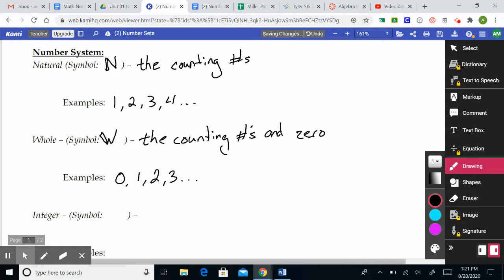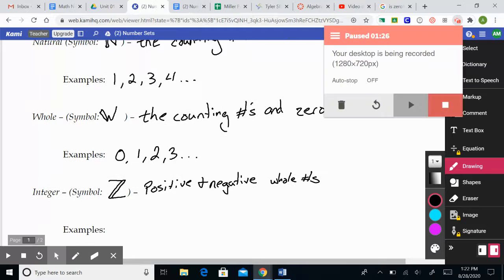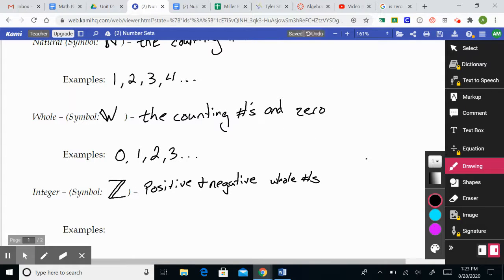Now we have integers. For integers, we use a special Z, so it's just like a normal Z, except we have a double bar right there, and that's going to be the positive and negative whole numbers. Examples of those: the integers include all of the positive and negative numbers and 0. So I'm going to have -3, -2, -1, 1, 2, and 3. 0 is neither positive nor negative.